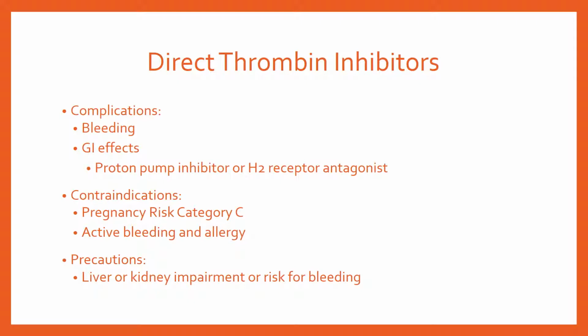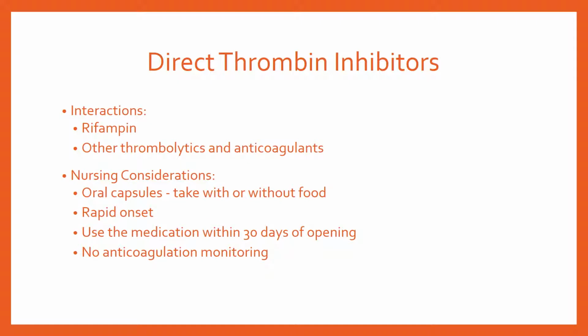Contraindications: pregnancy risk category C, any active bleeding or allergy to the medicine, obviously, liver or kidney impairment or risk of bleeding. Interactions: rifampin or other thrombolytics and anticoagulants. Nursing considerations: oral tablet capsules, take with or without food. It is a rapid onset. Use the medication within 30 days of opening it, and no coagulation monitoring is done with this medication.